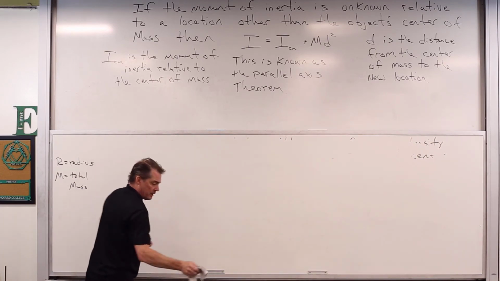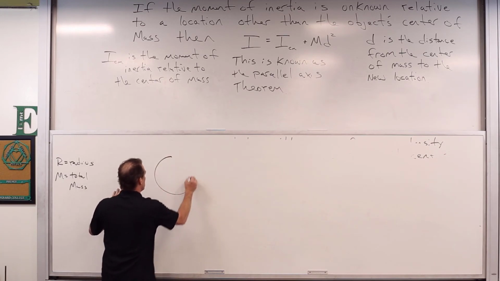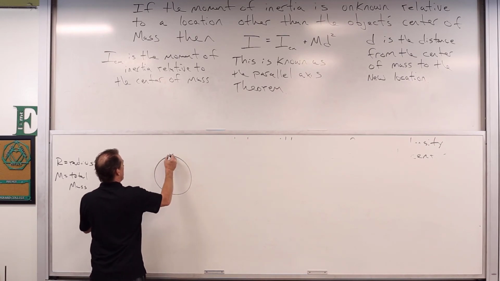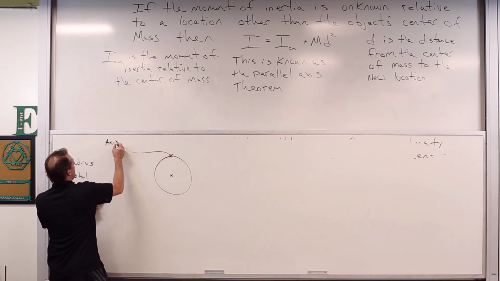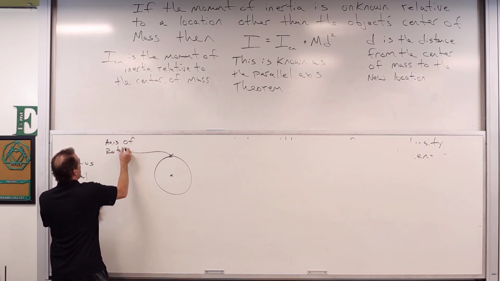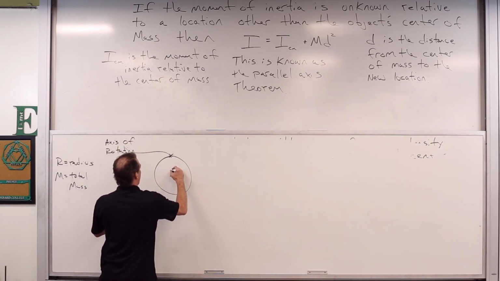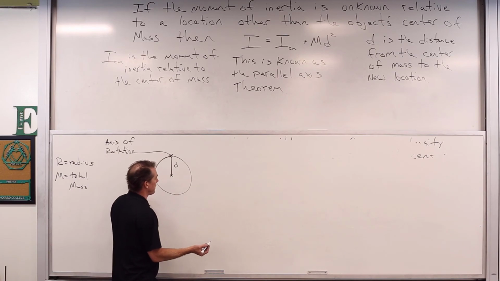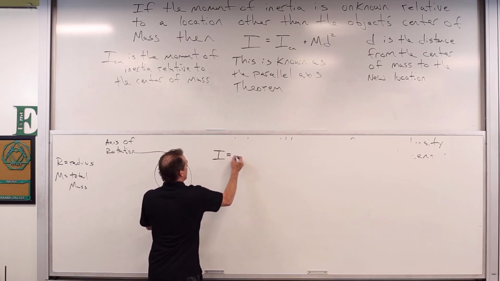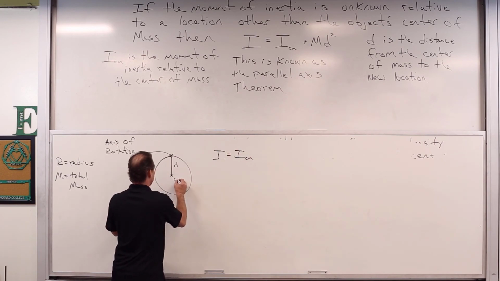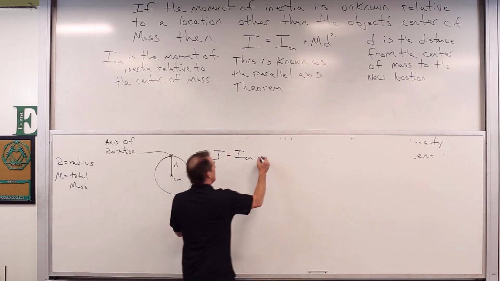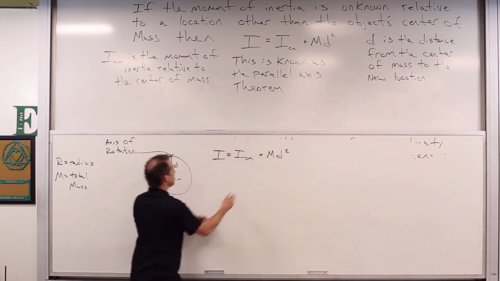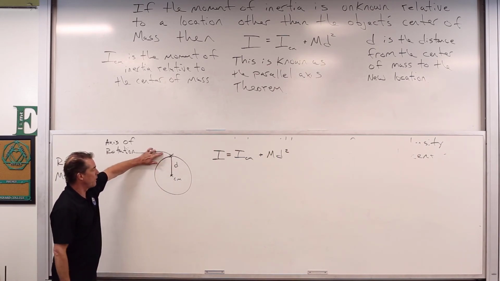So if we took the cylinder, there's its center, and then said, you know what? I'm going to make its axis of rotation here. That is a distance d away. Well, what's going to be the moment of inertia of this object? I is going to be ICM, the center of mass is at the geometric center, plus this md squared. M is the total mass of the object, and d is the distance away from the center of mass to that new axis of rotation.